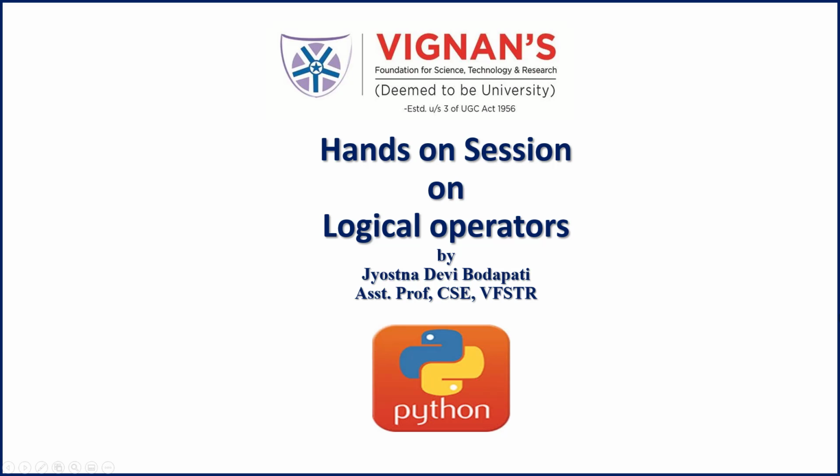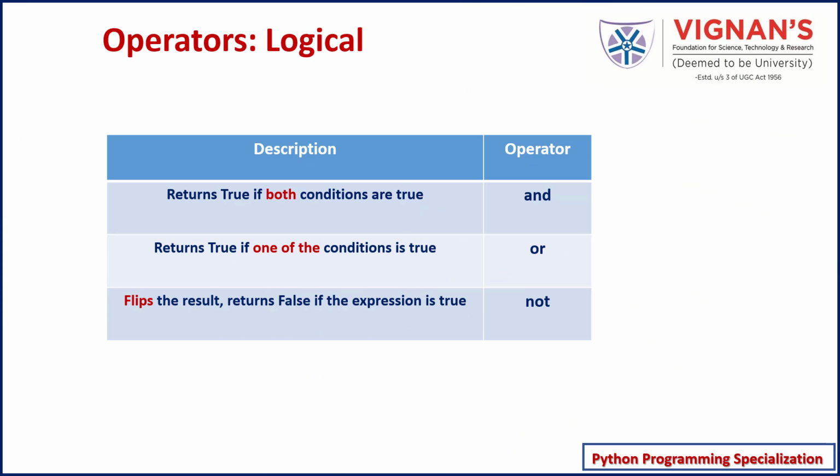In the previous videos, we have seen how to use arithmetic operators and the relational operators in Python. In this video, we will see how to use the logical operators that are supported by Python. Actually, Python supports three different logical operators: AND, OR and NOT. AND and OR are used to connect two or more relational operators, whereas NOT is used to flip the result of the expression. Now let's see how you can use these operators in Python.